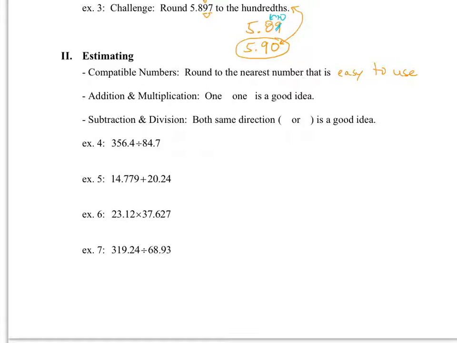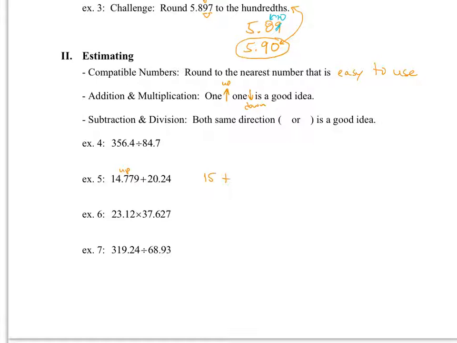When you have addition and multiplication, or one or the other in a problem, when you round, it's a good idea to round one up and one down. Okay, so one number up, one down. So we'll do example 5 here because that one's an addition one. So if I round one up, what's an easy number to do here? Well, I would make this 15, right? That's an easy to add number. Plus, so this one I went up on.